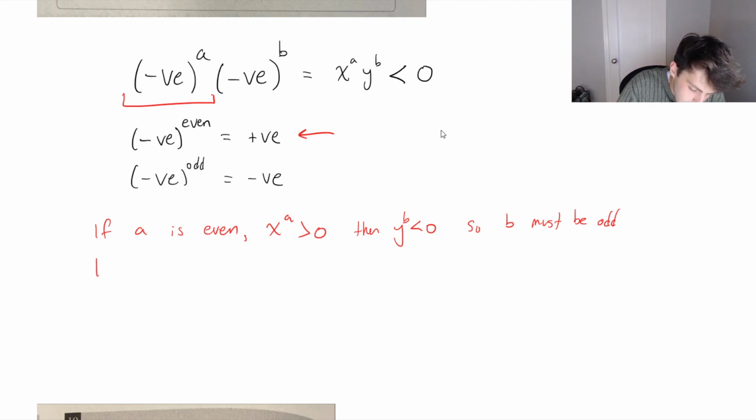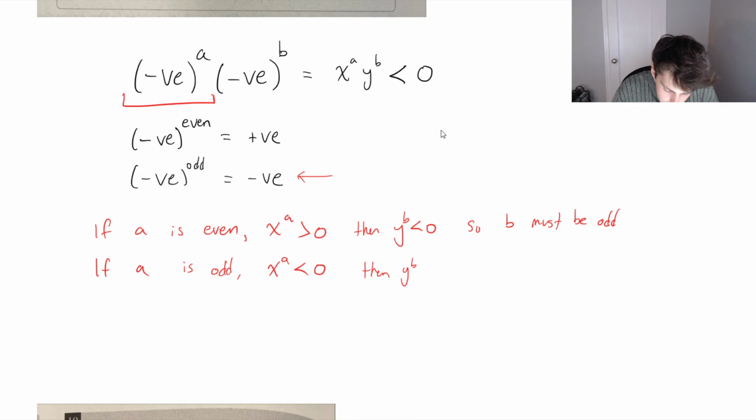And you could take a look at the other way. If a is odd, that means that x to the a is going to be less than 0. Right? It's like our second case. That means that y to the b would have to be greater than 0, right? If the first term is negative, the next term has to be positive to result in a negative number. So that means that b must be even in that case.